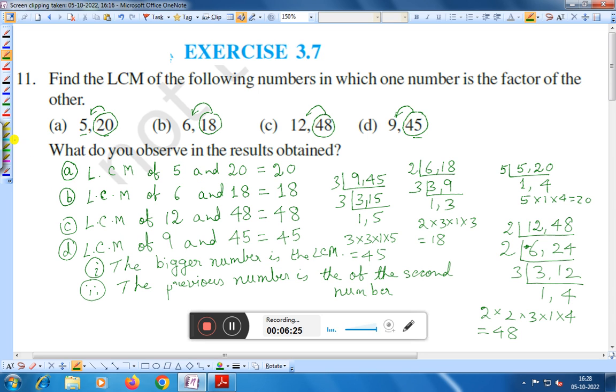That means we can say that 5 is the factor of 20, 6 is the factor of 18, 12 is the factor of 48, and 9 is the factor of 45. In this case, one number is the factor of the other, that means the first number is the factor of the second number. So there are two observations. The bigger number is the LCM, that is 20, 18, 48 and 45, and the second observation is that the first number is the factor of the second number. This is the solution of question number 11.